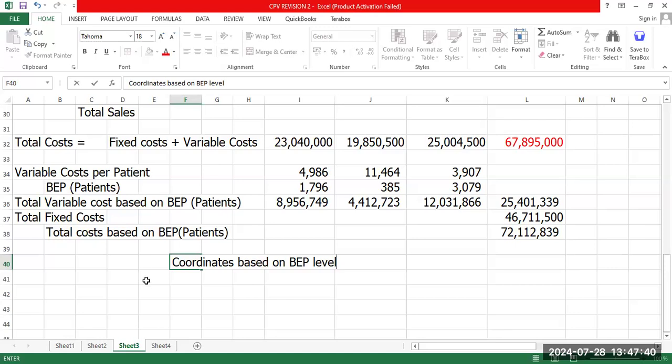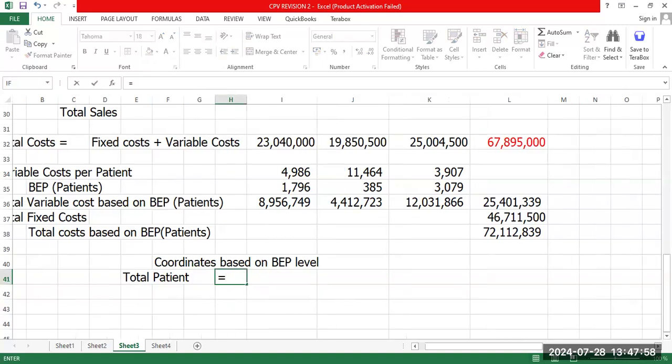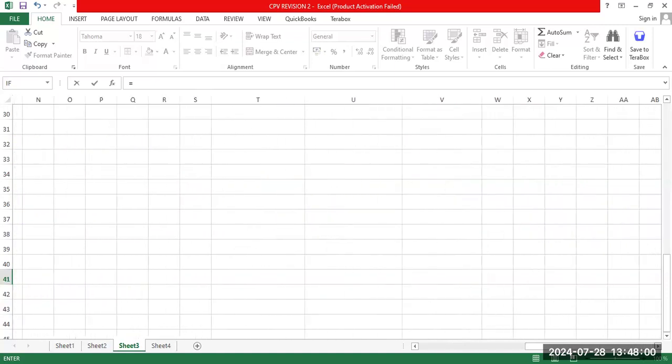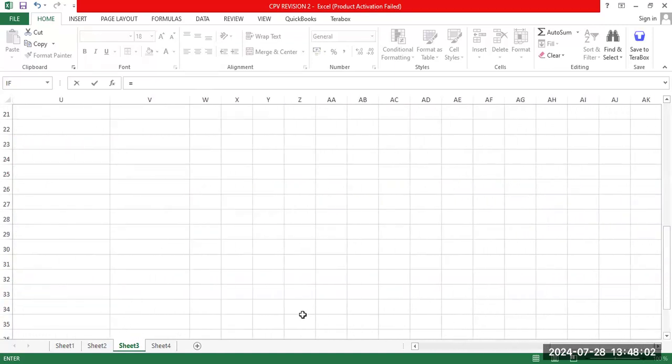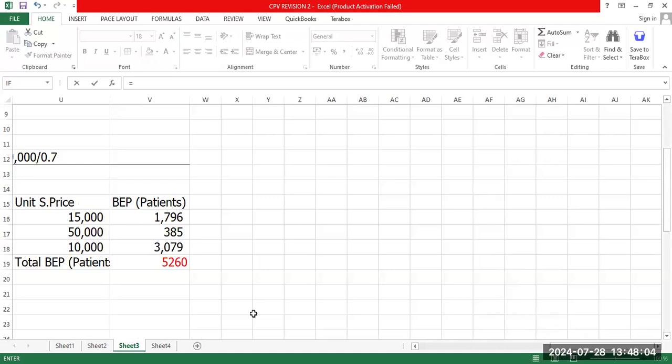Number one, we have break-even point or total patients at break-even point. At break-even point, total patients are how many? We have that total, which is this one.